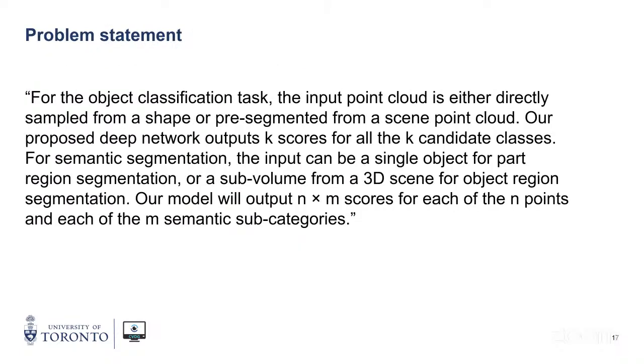Okay, so a problem statement. We're dealing with two kinds of problems in this paper. One is object classification, like we've seen, and the other one is semantic segmentation. So let's say I want to segment every single point in my image into M categories, or let's say 3 categories. So maybe roads, trees, and buildings, for example.